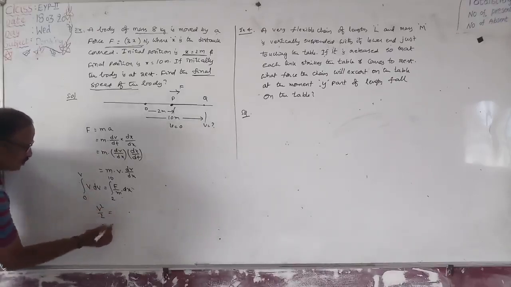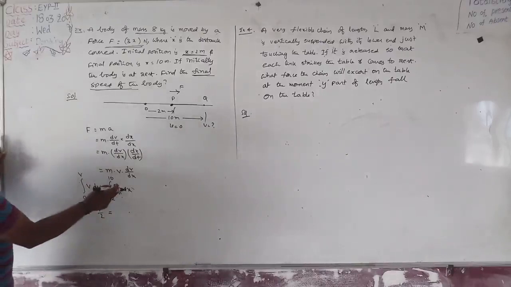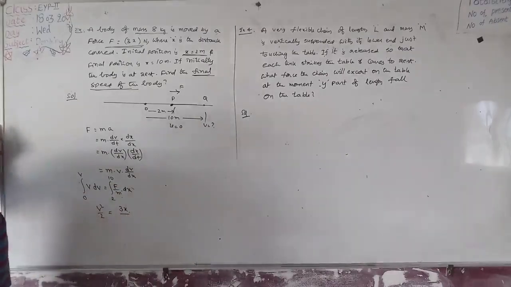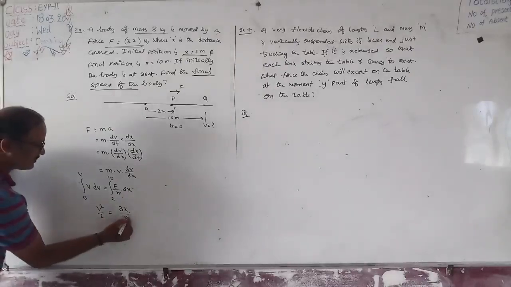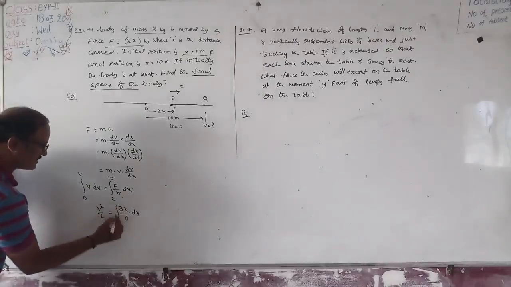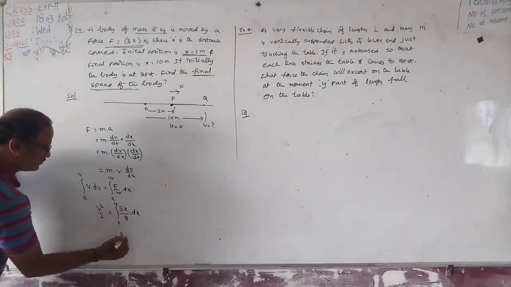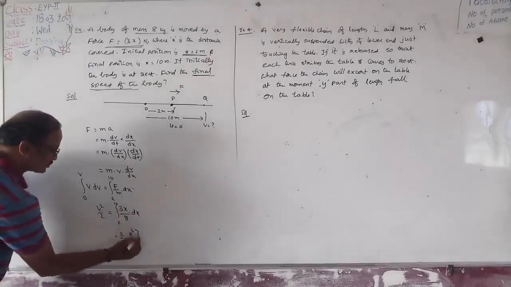V square by 2. What is F? F is equal to 3x, by mass of the body, which is 8, into dx, with limits taken from 2 to 10. So 3 by 8 is a constant value. Integral x dx is equal to x square by 2, limits from 2 to 10.